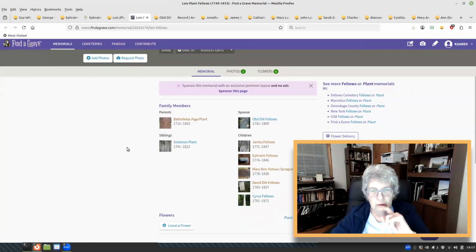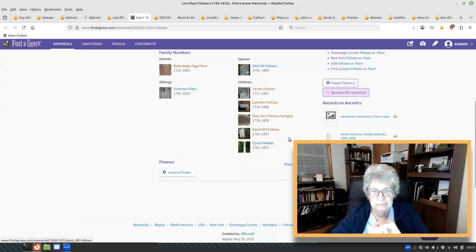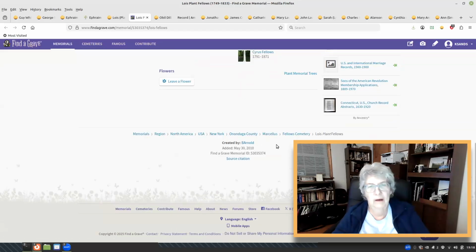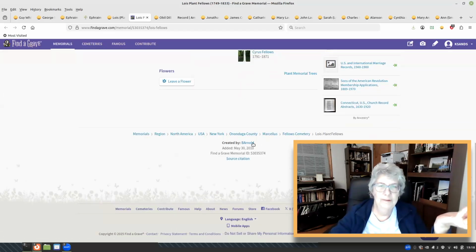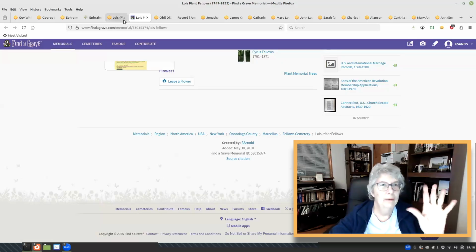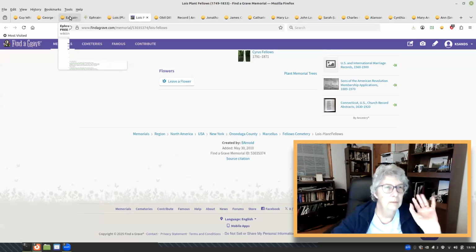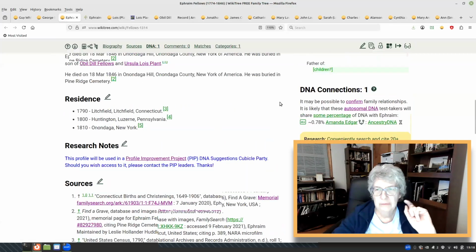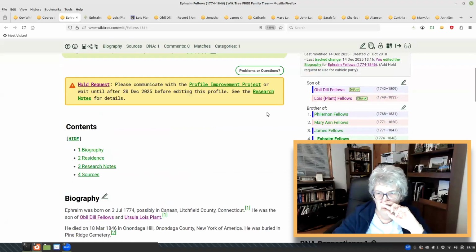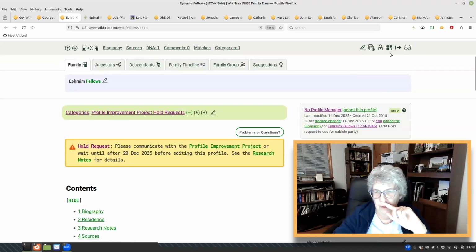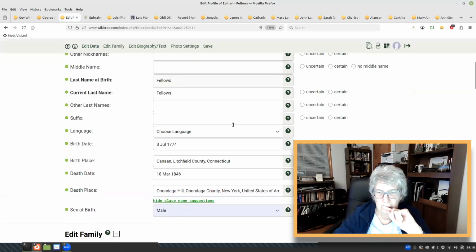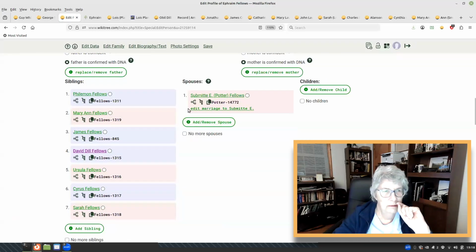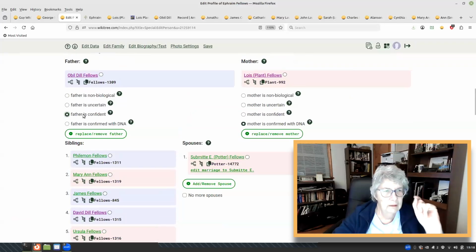And if we look at who made these relationships on Find a Grave, I've worked with this person and I know he does good Find a Grave work. That just helps it a little bit more. So we're going to fix this. We're going to change this profile. Let's see if I can get this right. We're going to make the father confident and the mother confident.